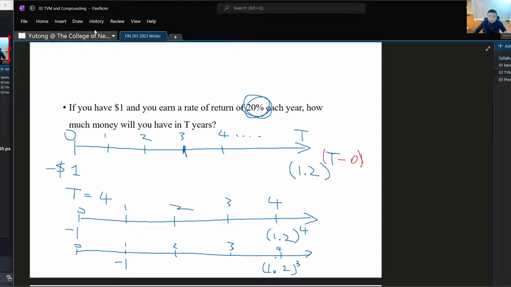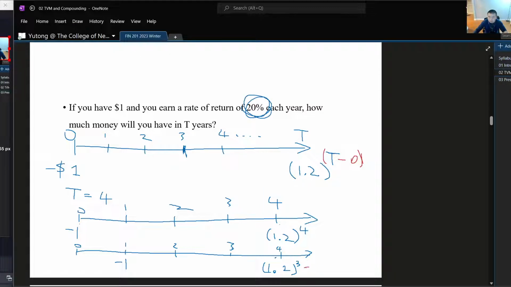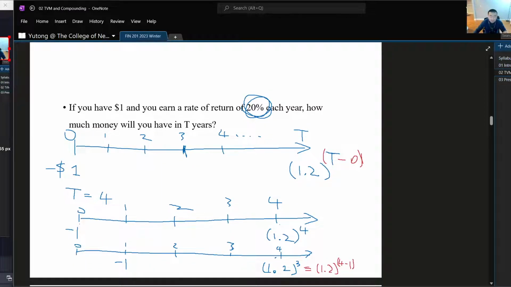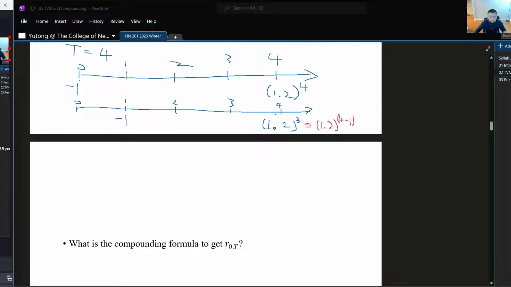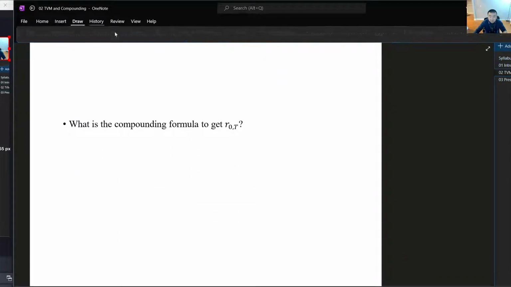Okay, it's 1.2 to the power of 3. Which is equivalent to 1.2 to the power of 4 minus 1. Okay, the ending period minus the beginning. Okay, so this is the future value. So we have a more general formula for that. Okay, that is the compounding formula to get R0t.